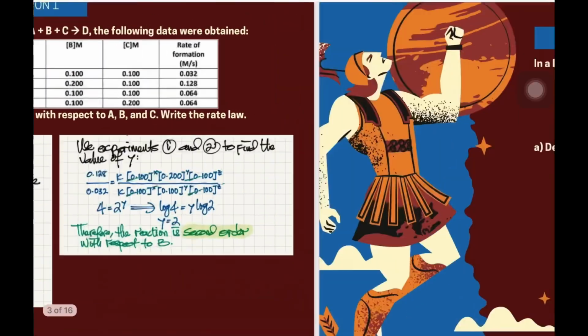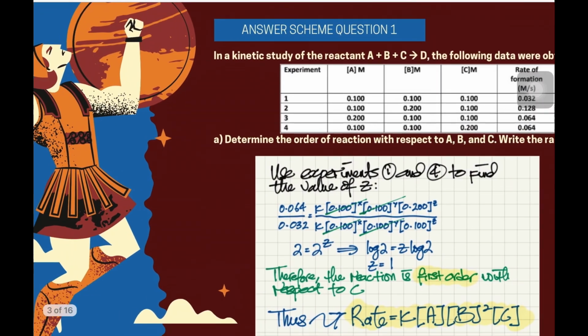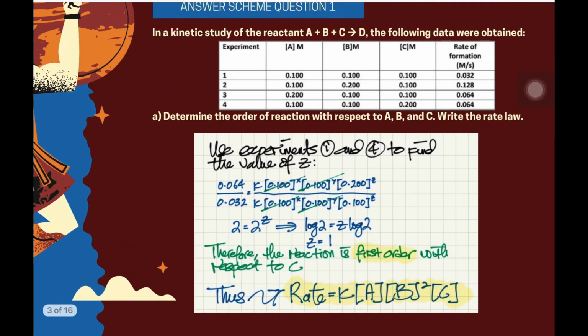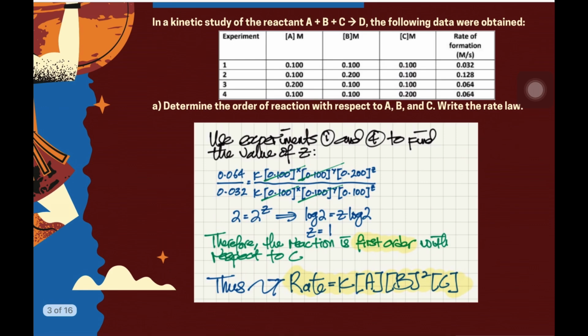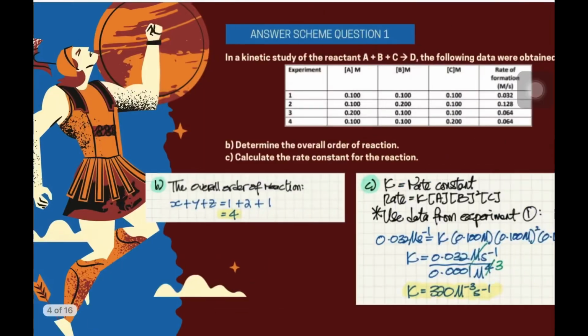Okay, meanwhile untuk C pula, okay, untuk C dia ambil 1 dengan 4. Okay, sebab apa? Dia compare 1 dengan 4 sebab A dengan B di sini constant. Jadi hanya C saja yang berubah. Then kita boleh dapat juga order of reaction with respect to C. And after kita dapat order of reaction with respect to each reactants, then kita boleh ganti masuklah the value, the power di sana. Okay, that's for 1A.